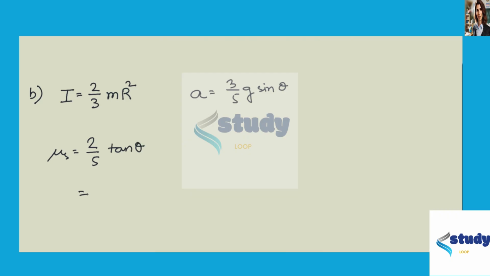Now, if we have a hollow sphere, the only thing that will change is the moment of inertia. So now the moment of inertia will be 2 over 3 times mr squared. Then our a, or the acceleration, will be 3 over 5 g sine theta, and mu s, the coefficient of static friction, will be 2 over 5 tan theta, where theta is 65 degrees. So mu s will be 0.858.